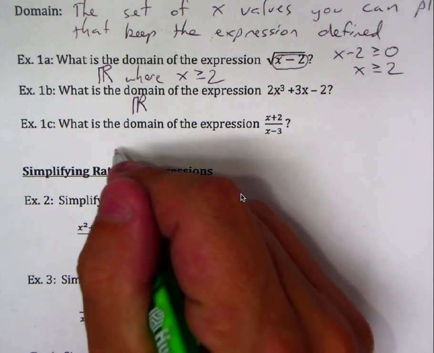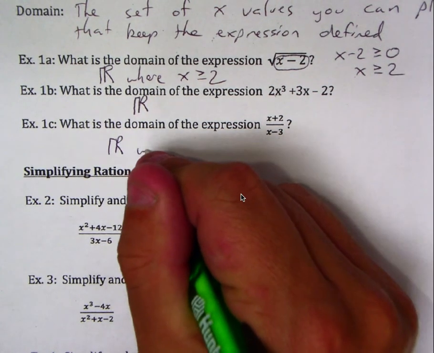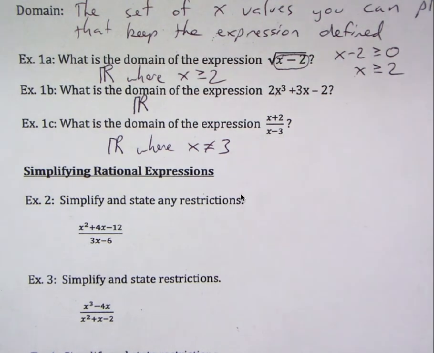So my domain, I would say all real numbers where x does not equal 3. It could be anything else in the world. If I plug anything else in the world in, I get a value except 3.